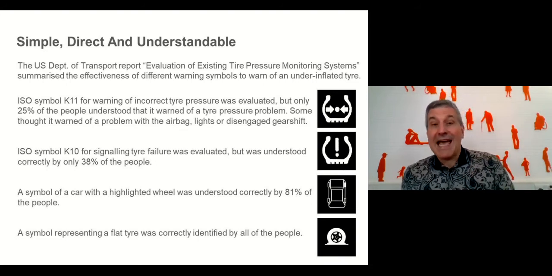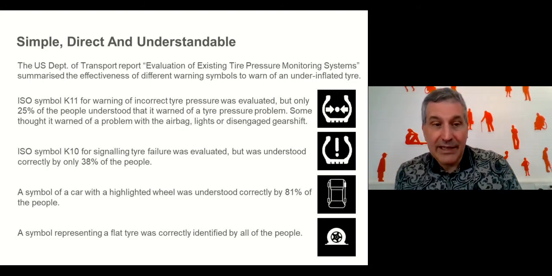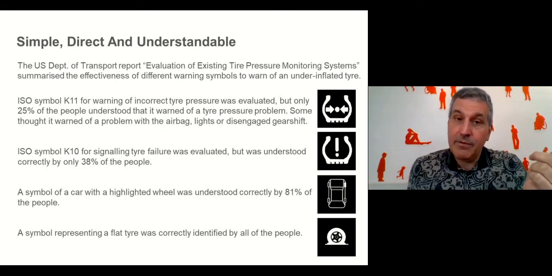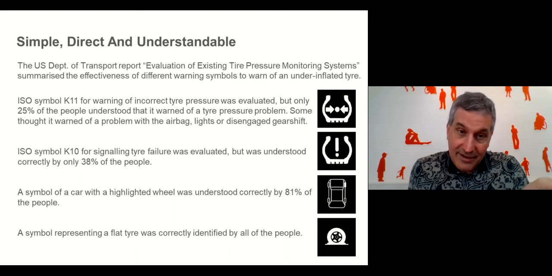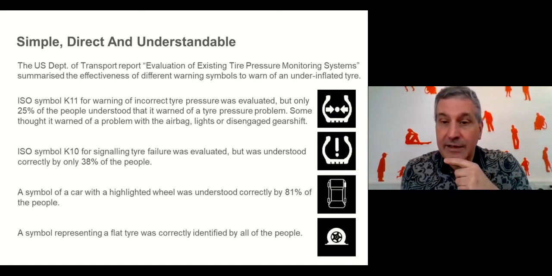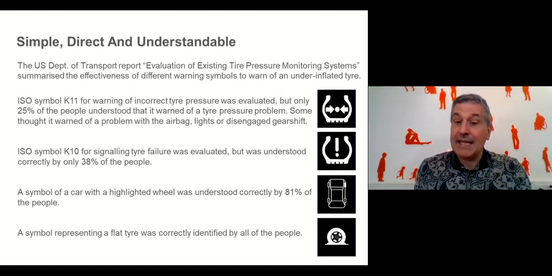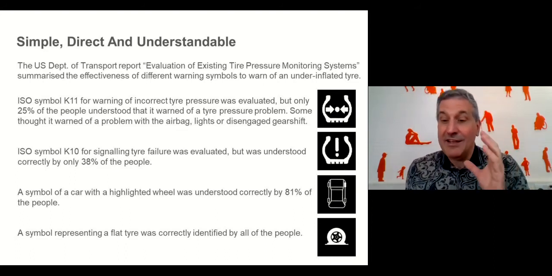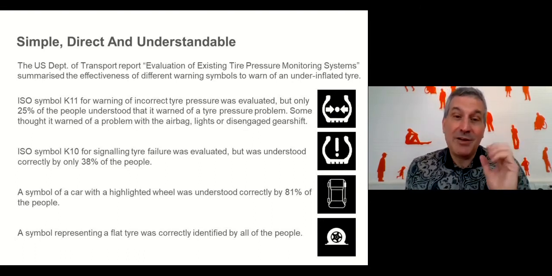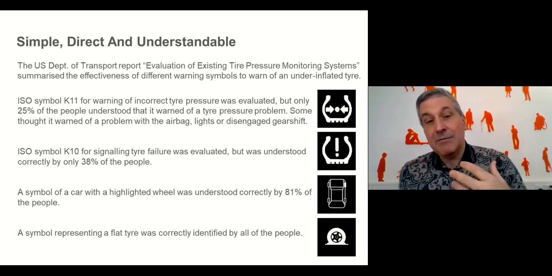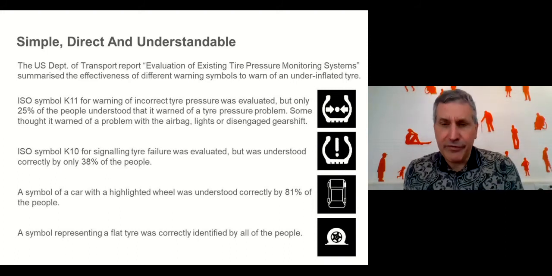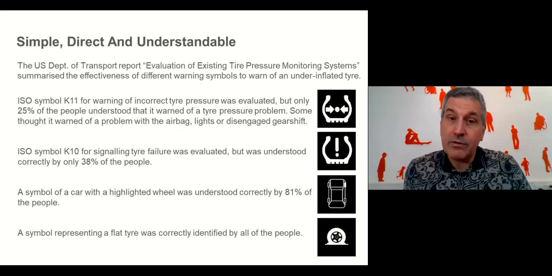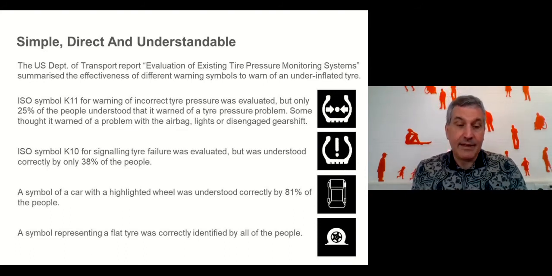And when they sent out the questionnaires and got back the responses and analyzed the data, what they found was the somewhat abstract, not completely obvious K11, the one at the top, only 25% of the people ticked the box that described the system that they were trying to represent. The K10, which has clearly a cross-section of a tire with a big alarm exclamation point in the middle, that sort of made a bit more sense to more people. It was closer to people's understanding of the possibilities. That one, though, still only had about 38% of the people, less than half.